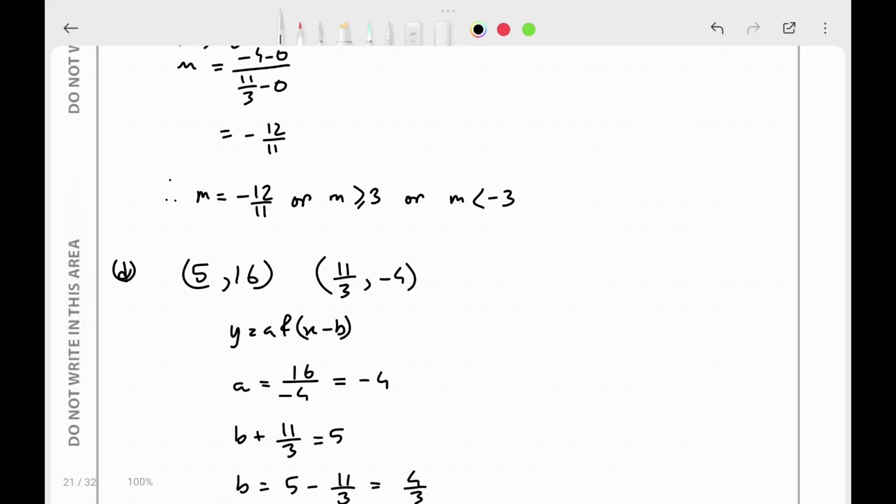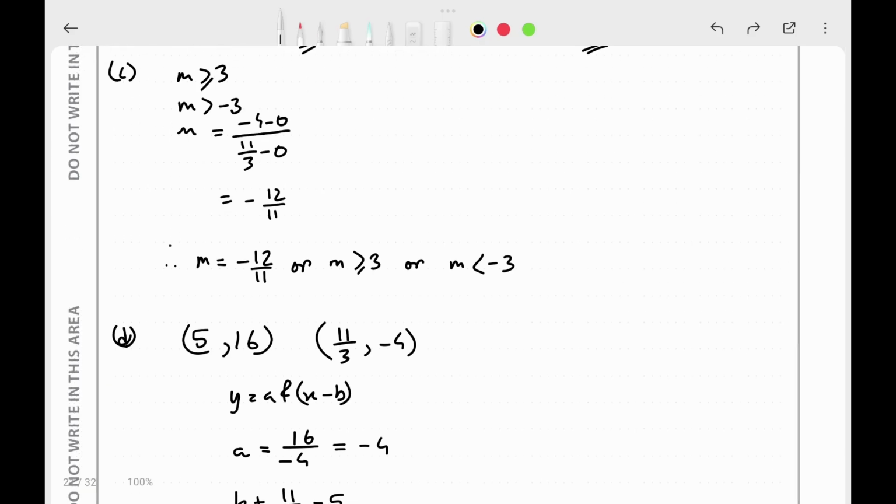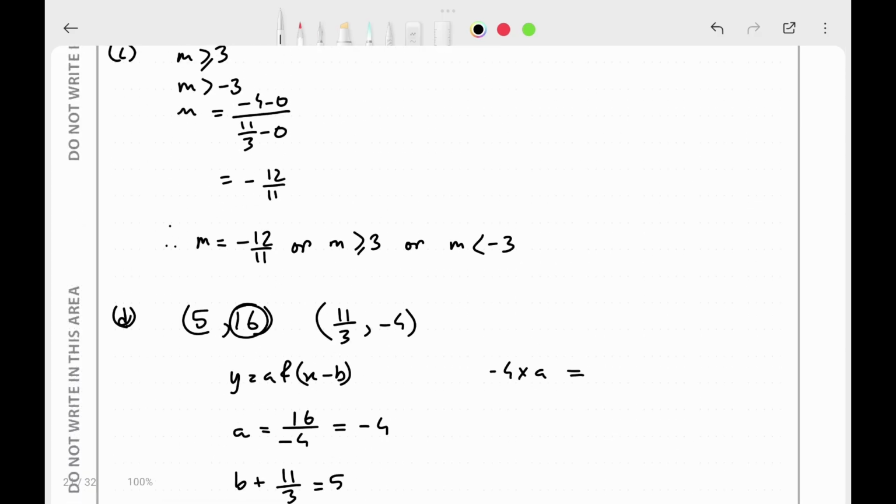Now again, let me explain this part again. y is equal to a times f(x minus b). From this equation, we can understand that the y value is being multiplied with a, right? So we are multiplying the initial value of y for the vertex, that's minus 4, with a to get this value, 16. So that's how we get the value of a. So a is equal to minus 4.